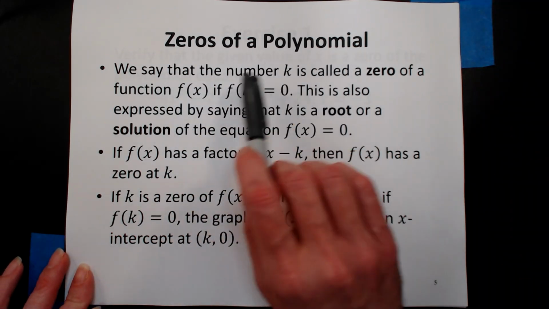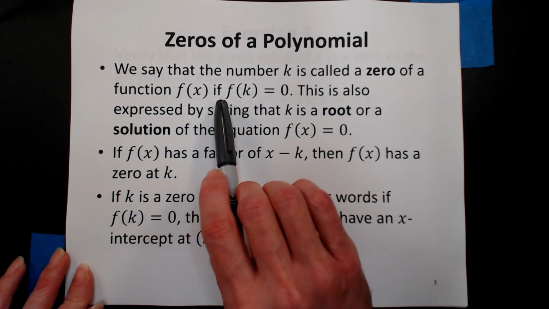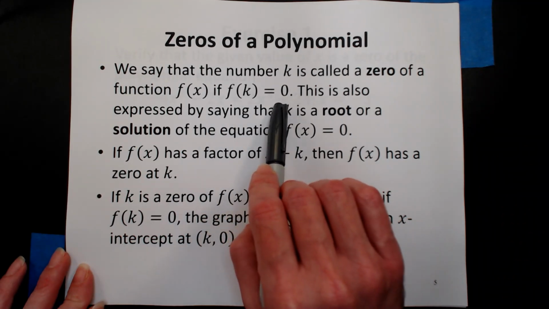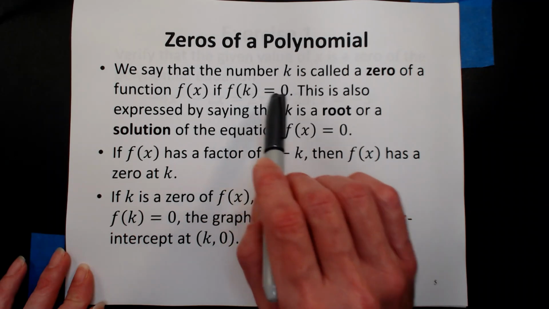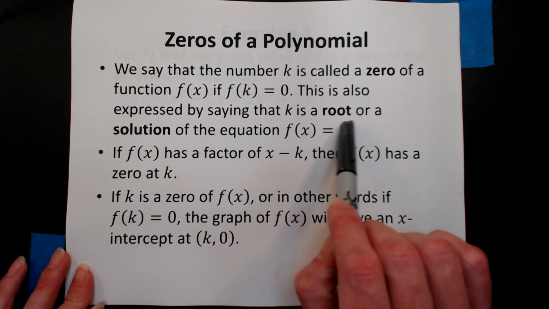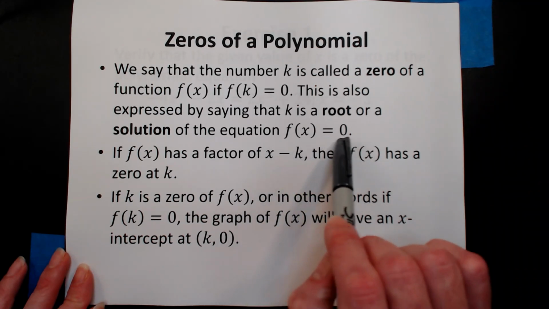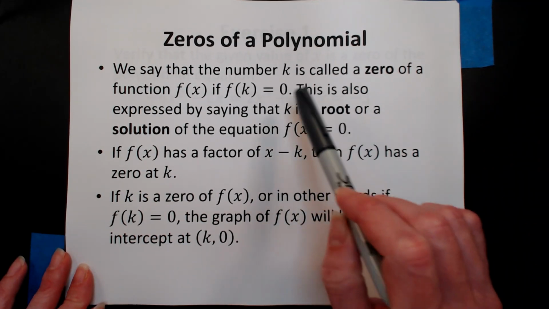Zeros of a polynomial. We say that the number k is called a zero of a function f of x if f of k equals 0. In other words, I plug in a number and that makes my entire function 0. This is also expressed by saying that k is a root or solution of the equation f of x equals 0. So if I were to solve for x, when I set it equal to 0, I would get a k back out.